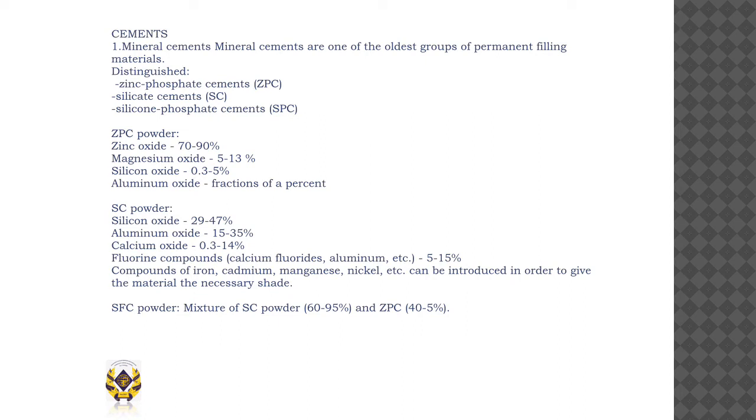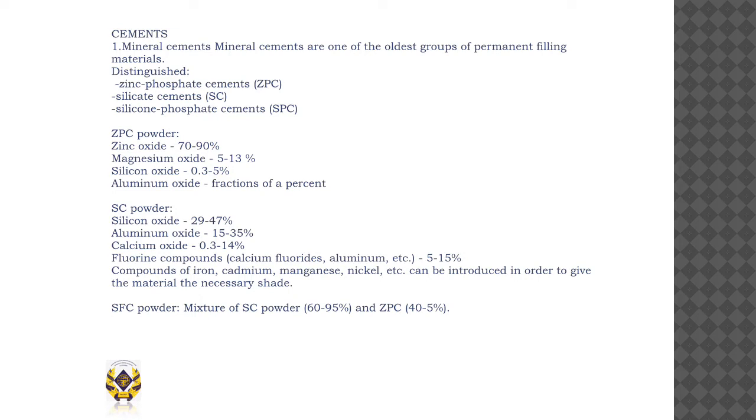Mineral cements are one of the oldest groups of permanent filling materials. There are zinc phosphate cements, silicate cements, and silicophosphate cements. The zinc phosphate cement powder consists of zinc oxide, magnesium oxide, silicon oxide, and fractions of aluminum oxide.